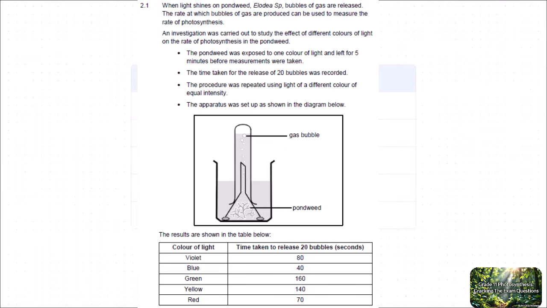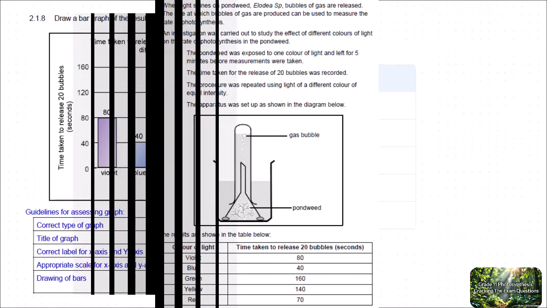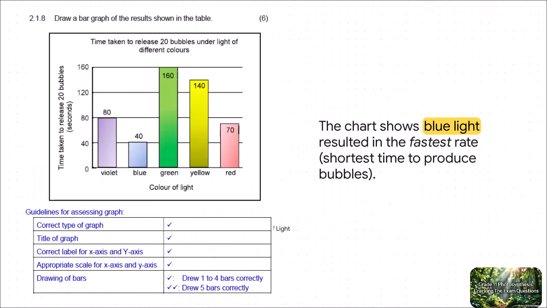So check out this data from the pondweed experiment. They're measuring how long it takes for the plant to release 20 oxygen bubbles. Now think about it. A shorter time means the plant is working faster. So a quick look at these numbers tells you that blue light is working really well, and green light, well, not so much.